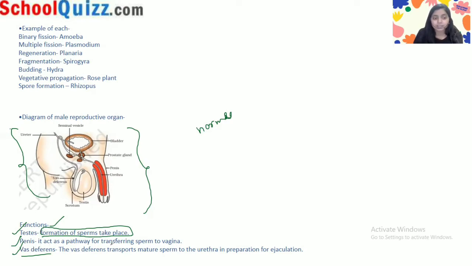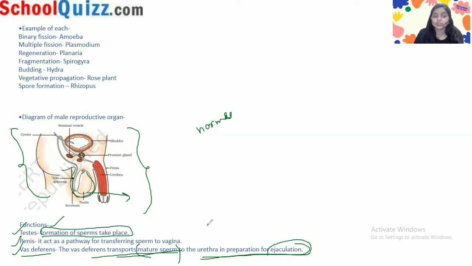And the penis acts as a pathway for transferring sperm to the vagina. So from the penis, the sperm is transferred from the male reproductive part to the female reproductive part, right? And what does the vas deferens do? The vas deferens transports mature sperm to the urethra in preparation for ejaculation. The sperm is produced in the testis and goes through the vas deferens, and the sperm produced earlier is not mature enough to be transferred into the vagina in the female reproductive part, right?